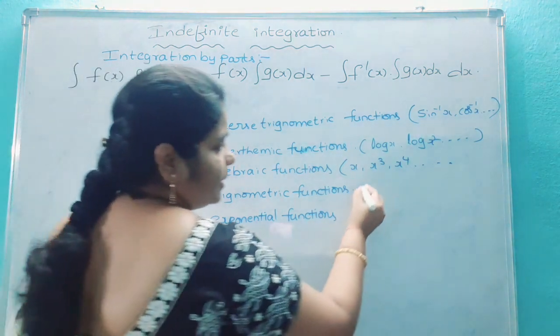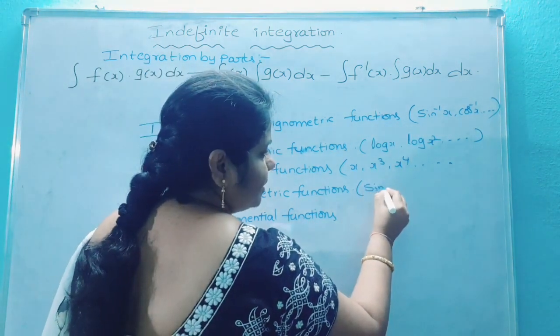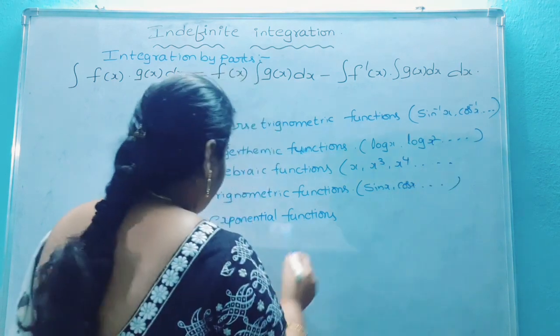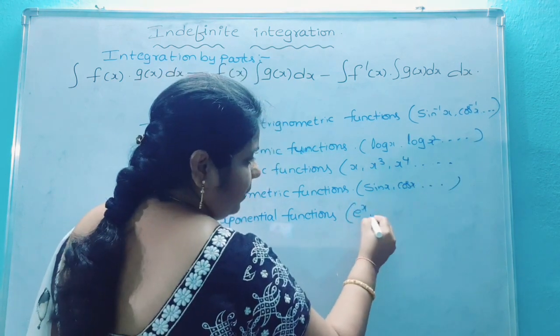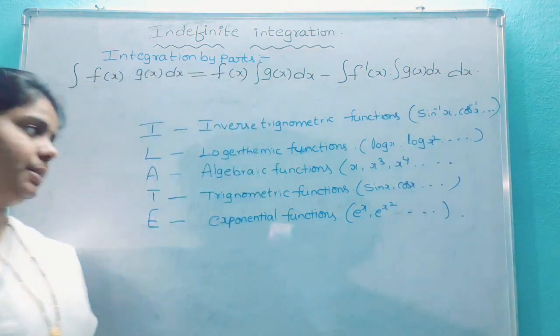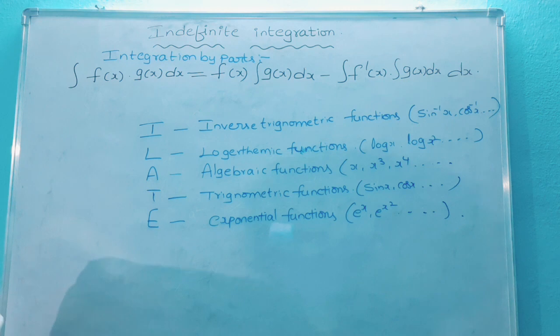Trigonometric function examples: sin x, cos x, so on like this ma. Exponential function means e power x square, so on. These are the exponential functions. Depends upon ILATE. F of x depends upon ILATE ma.